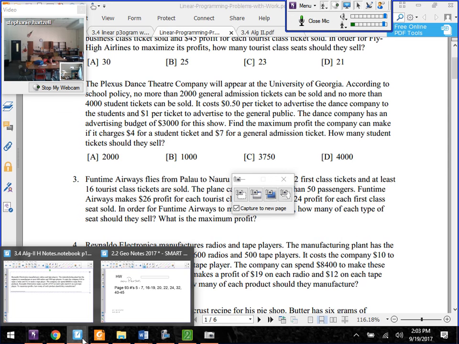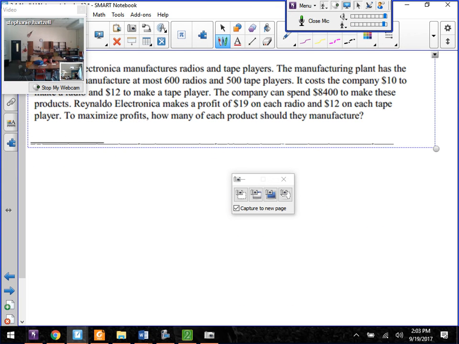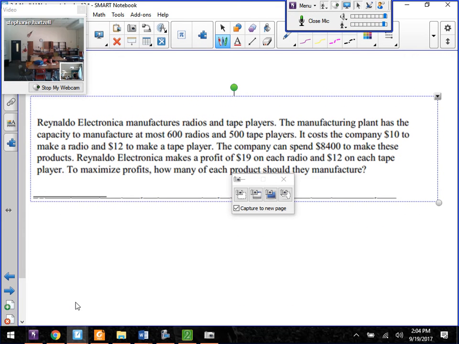Tape player 1. They manufacture radios and tape players. They have the capacity to manufacture at most 600 radios and 500 tape players. They cost the company $10 to make a radio and $12 to make a tape player. They can spend up to $8,400 in building those products, and they make a profit of $19 and $12. To maximize profits, how many of each should they make?